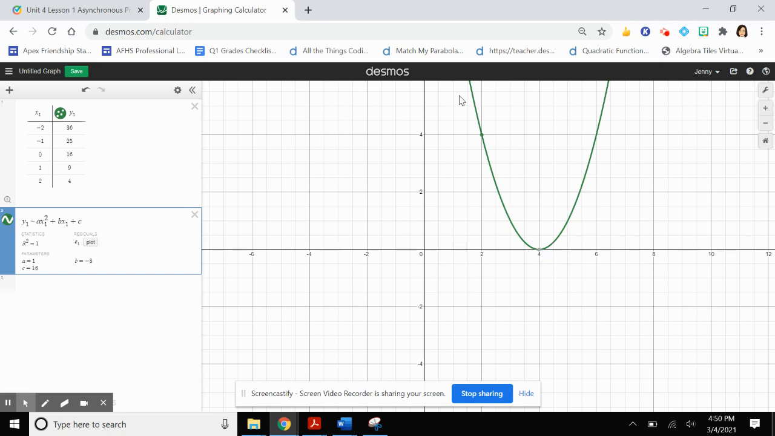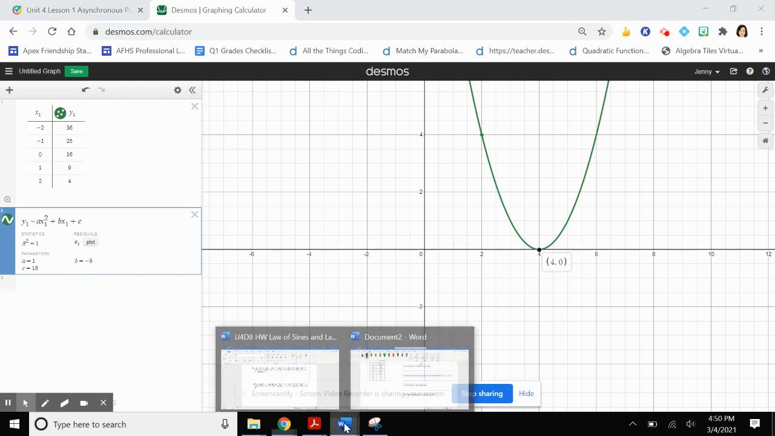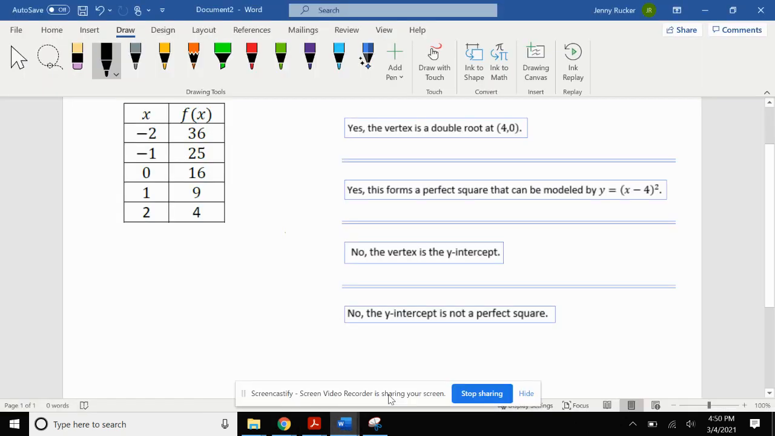I also know that this parabola was just shifted to the right 4, so using what I learned about transformations, I'm thinking the equation of this is y equals x minus 4 squared. But let's look at the parameters that Desmos returned to us for our standard form, which is a equals 1, b is negative 8, and c is 16. So let's go over into Word and build our equation. So it is y equals a was 1, so that's x squared, b was negative 8, so minus 8x, and c was positive 16.